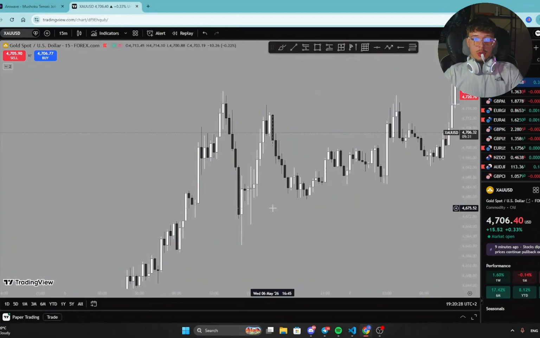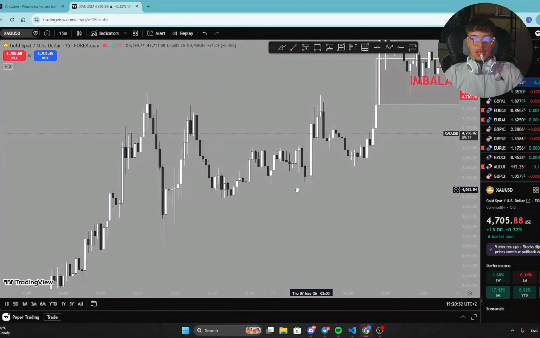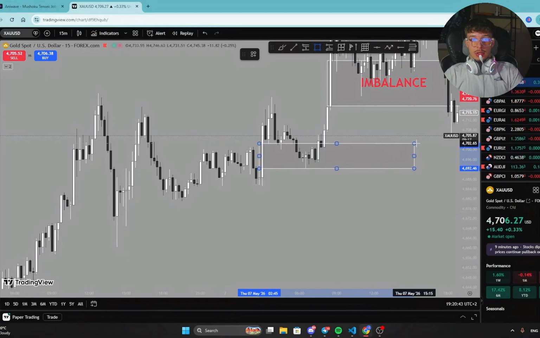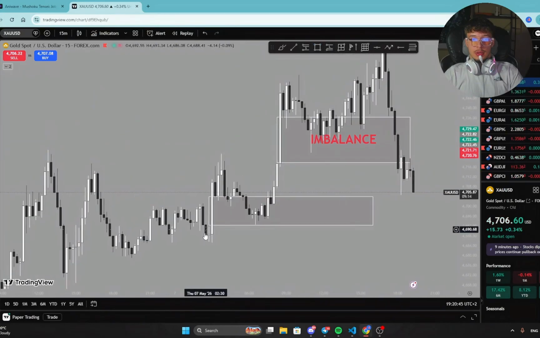Once the market makes an imbalance, it needs to be balanced. That's why price usually comes back to your fair value gaps and then takes off or makes a reaction in the other way. Same with here. We had a fair value gap, boom, came back into it, and then we pushed up.